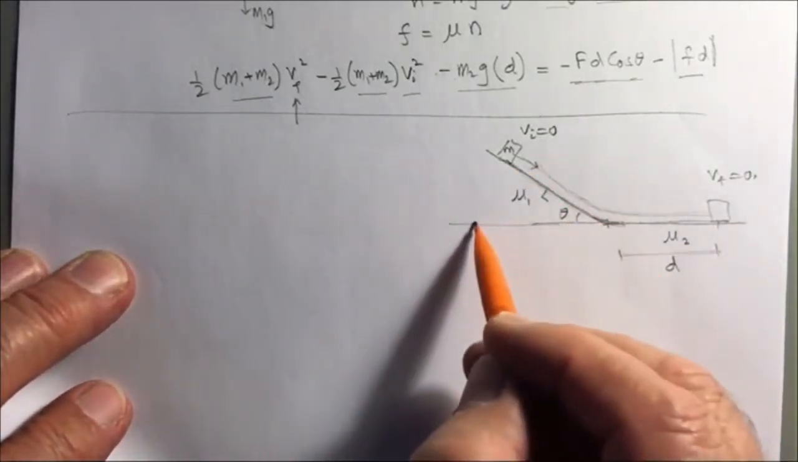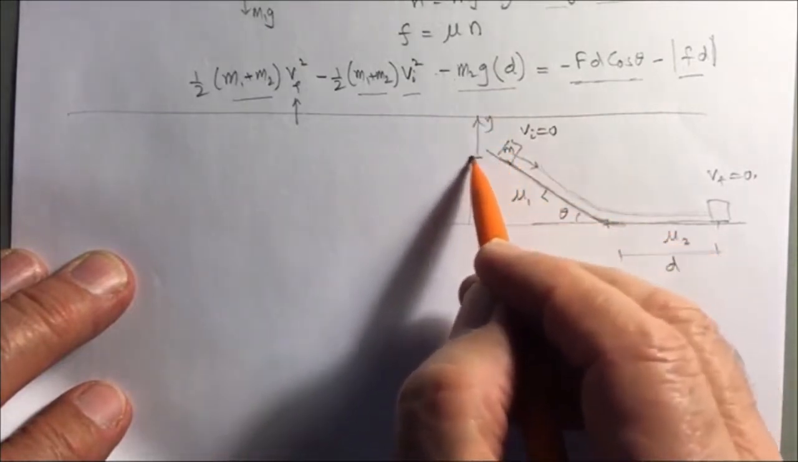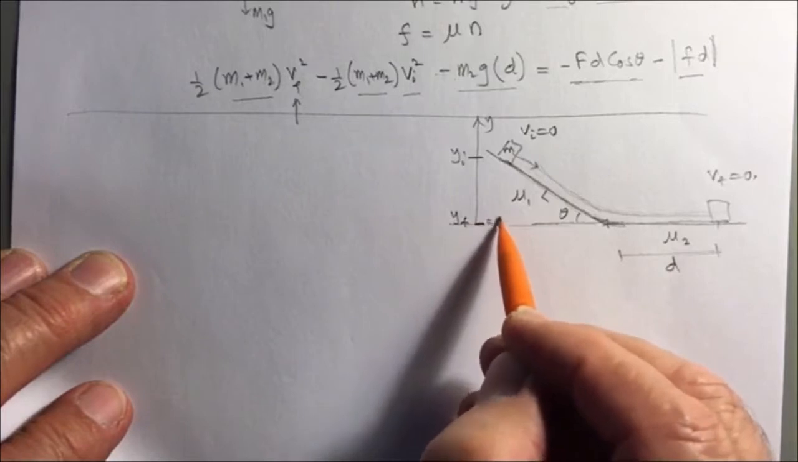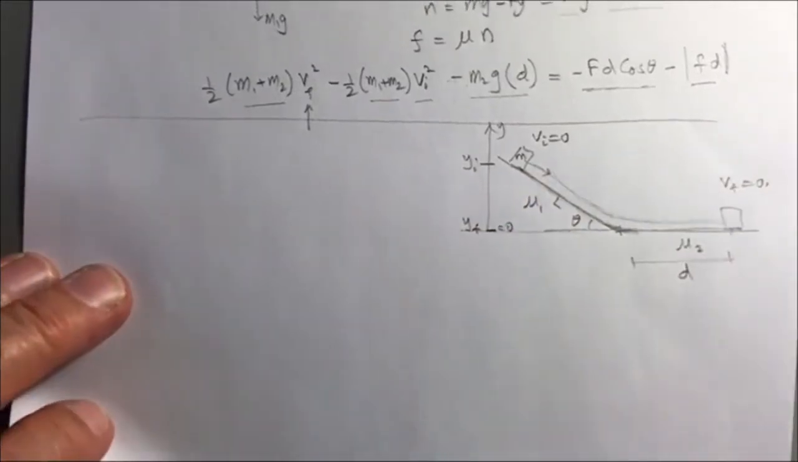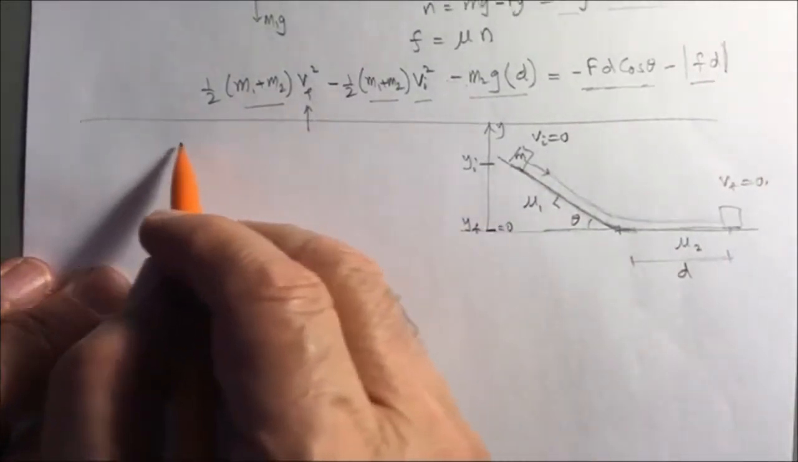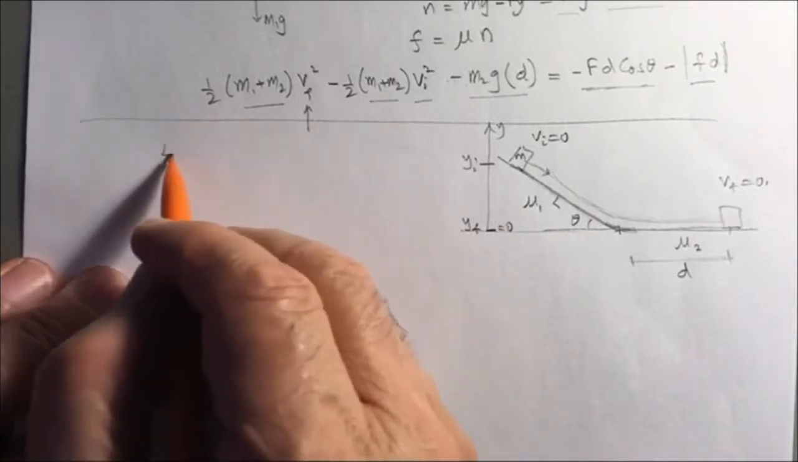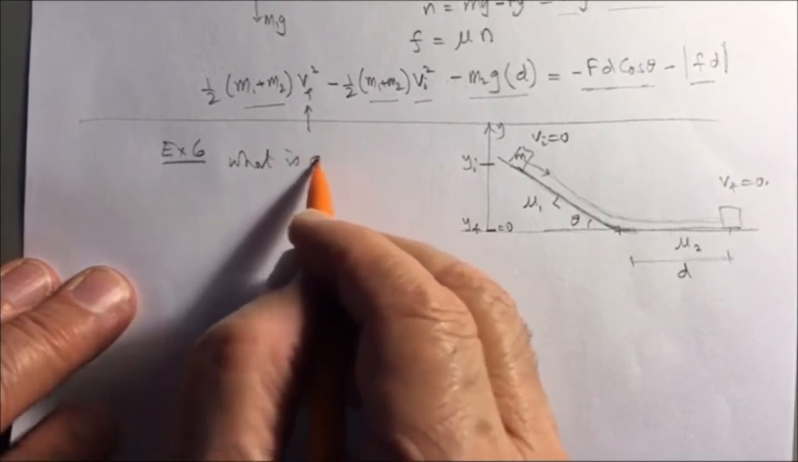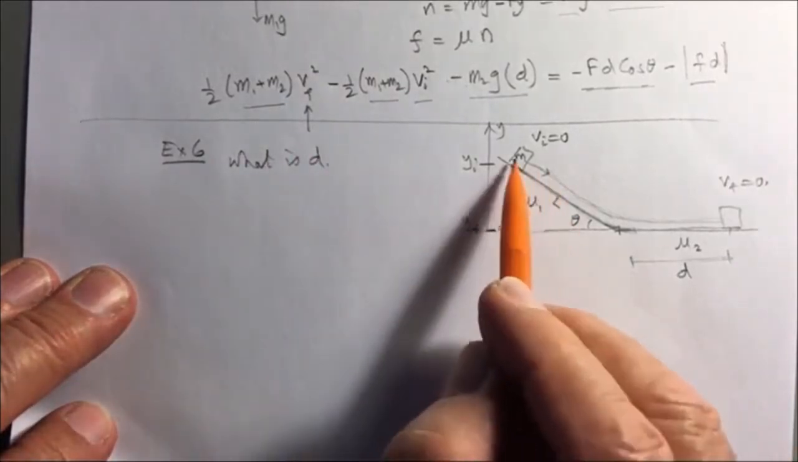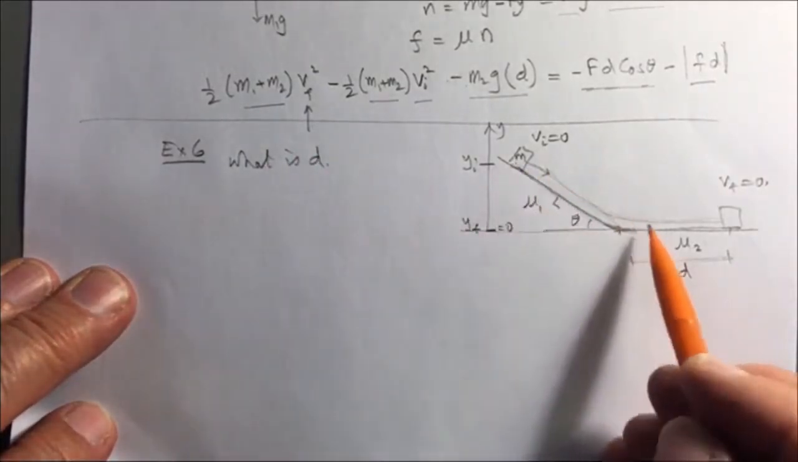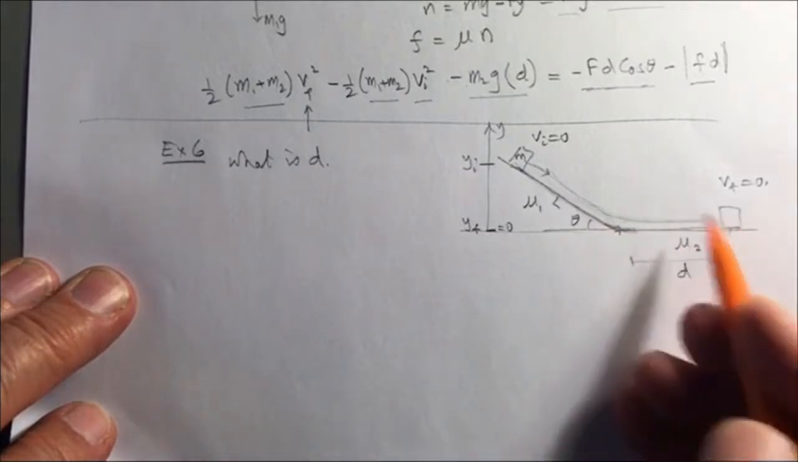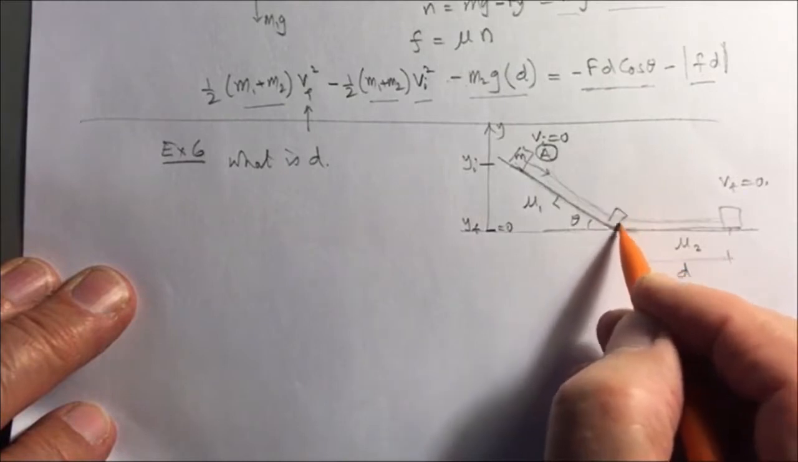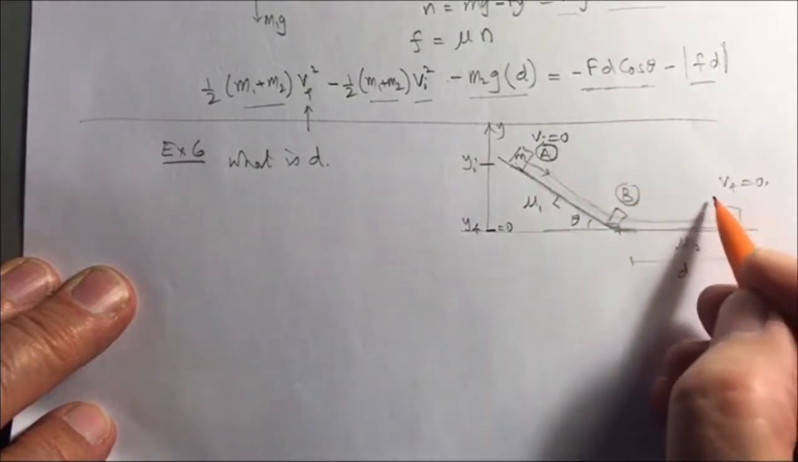So this is our y-axis, this is y initial, and this is y final, which is equal to 0. And now the question is, how far does it stop? What is d? So if it starts from an initial velocity, slides down here, it gains some speed, then goes horizontally, and will stop at some point. Let's call this point A, this point B, and this point C.